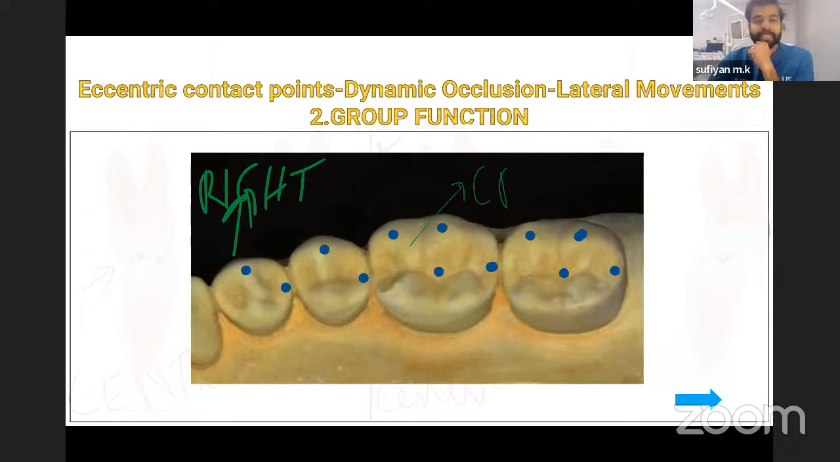Okay, once again, in the group function, the crown is there. You should get an equal number of markings and the same intensity also. Imagine now the intensity of this blue articulating paper is more here and less here. It means that this is an occlusal interference. So you should have equal intensity in all the markings also. That's in the group function. If the patient is having group function, after the crown also, the patient should have group function. Understood?